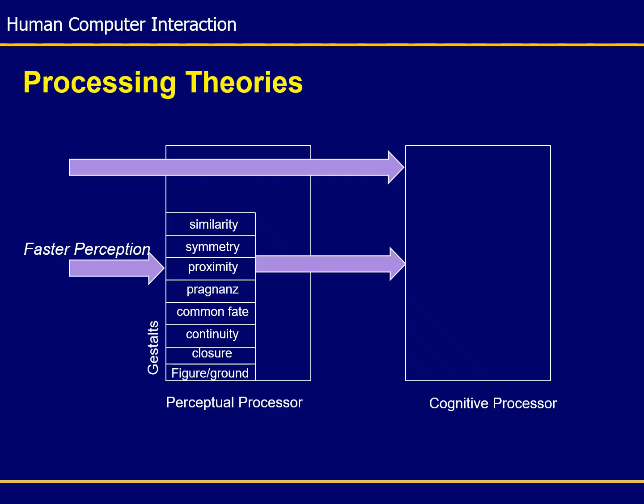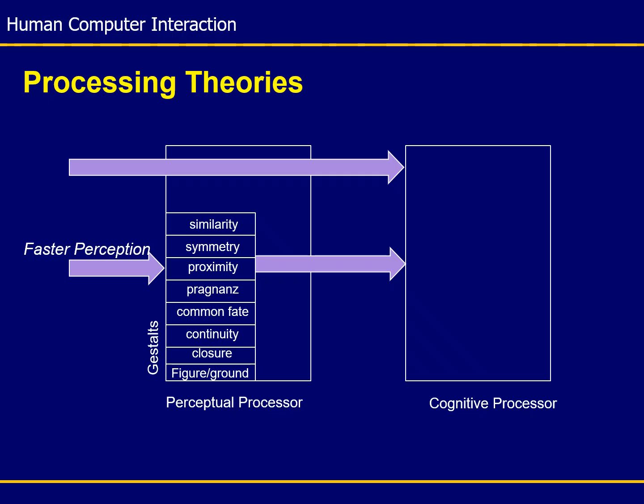You can think of them like that. They are low-level filters. They always are there. You could think that each one of them is almost like a program that gets invoked. Either the program returns positive results, or it returns a message that says, I cannot work. If you manage to design an interface that invokes these Gestalts, you are speeding up the work of the perceptual processor.